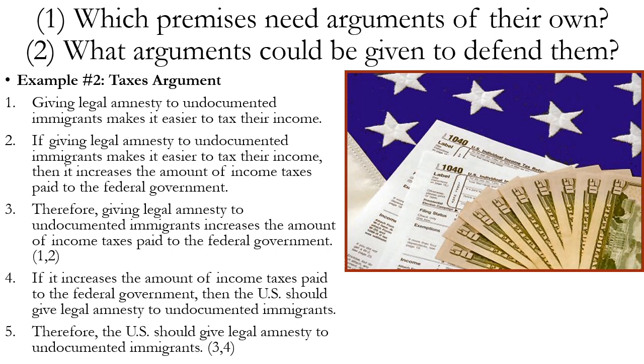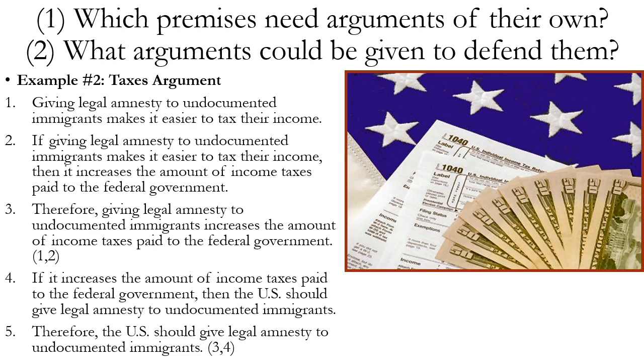Line 2, if giving legal amnesty to undocumented immigrants makes it easier to tax their income, then it increases the amount of income taxes paid to the federal government. Again, this is one that's probably going to be obvious to most audiences, but it could require defense just if you're giving this argument to an audience that's not very familiar with reasoning about tax policy, things like that. Let's move on to line 4.